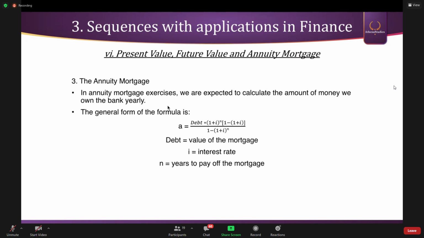So we have the amount of money A is going to be the debt multiplied by (1 plus interest rate) to the power of N, multiplied by 1 minus (1 plus the interest rate), everything divided by 1 minus (1 plus the interest rate) to the power of N, okay? I'll give you a couple more seconds. Okay, let's go back.